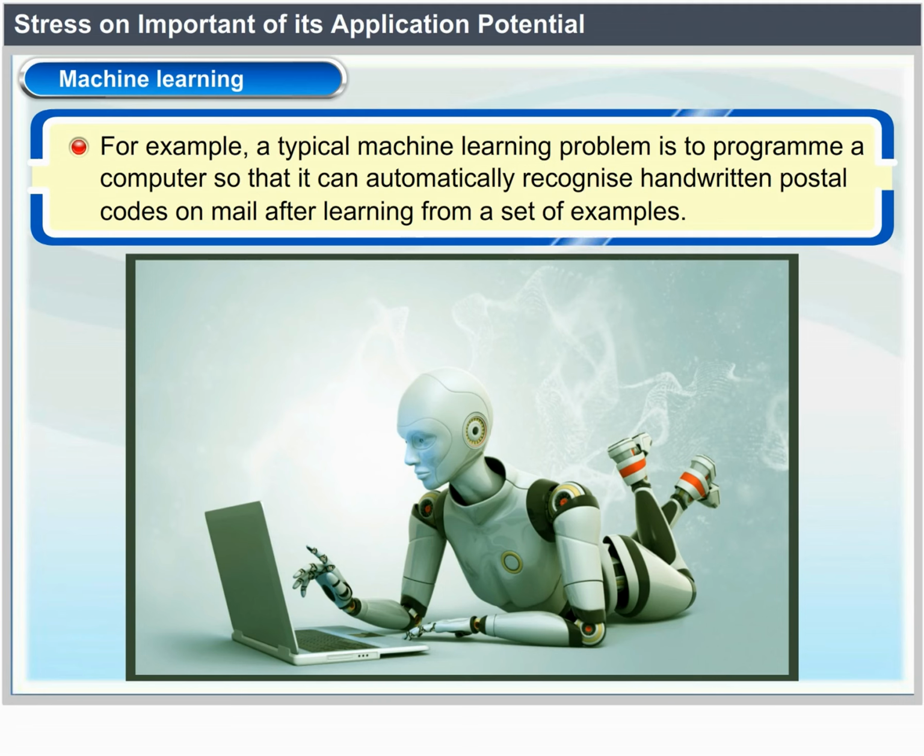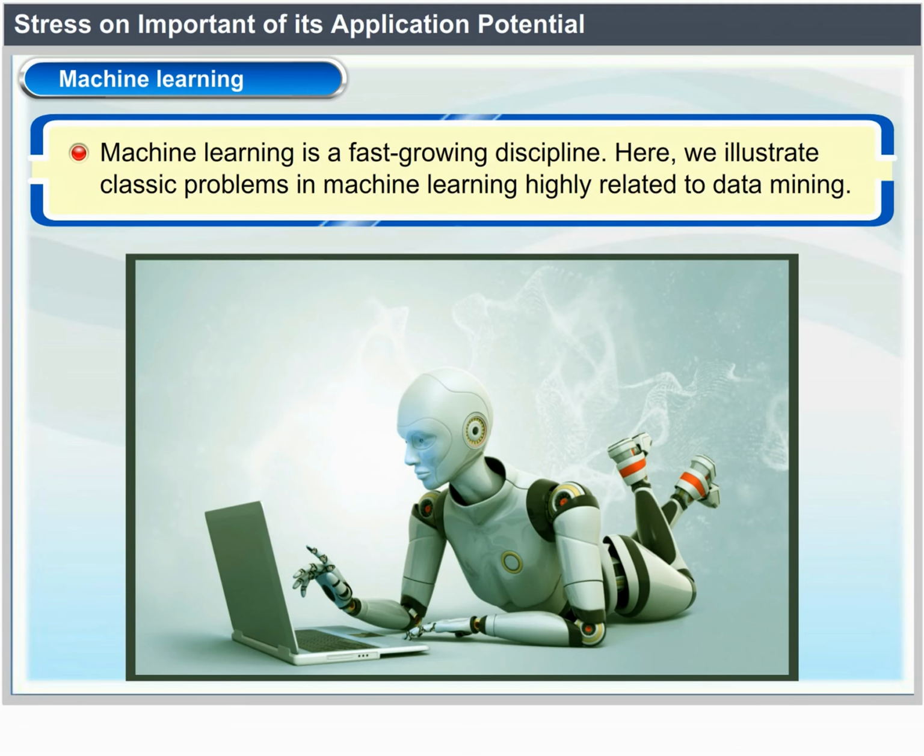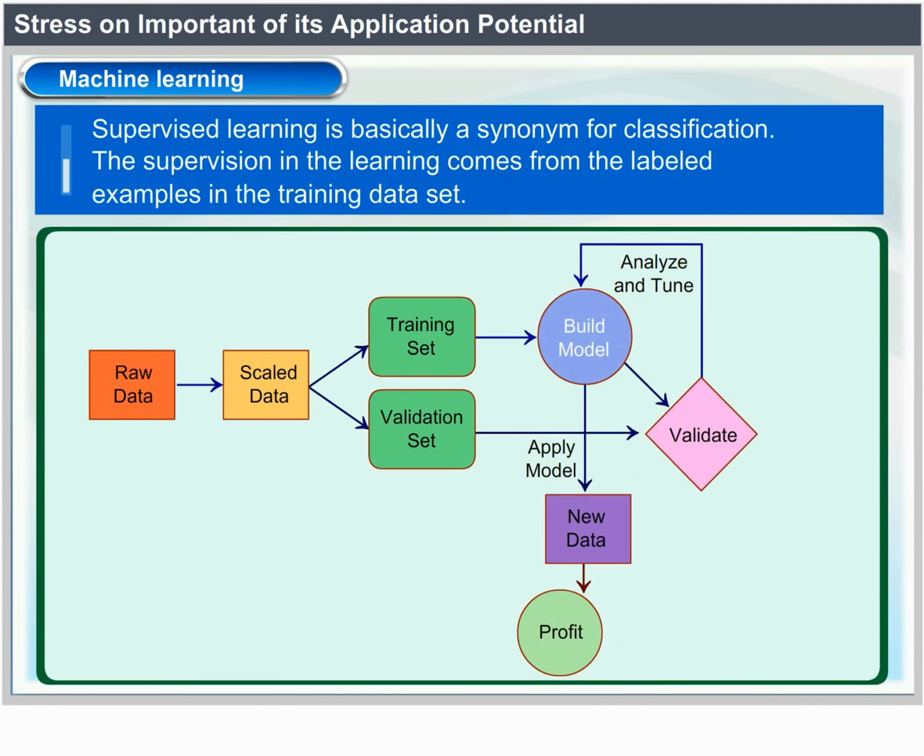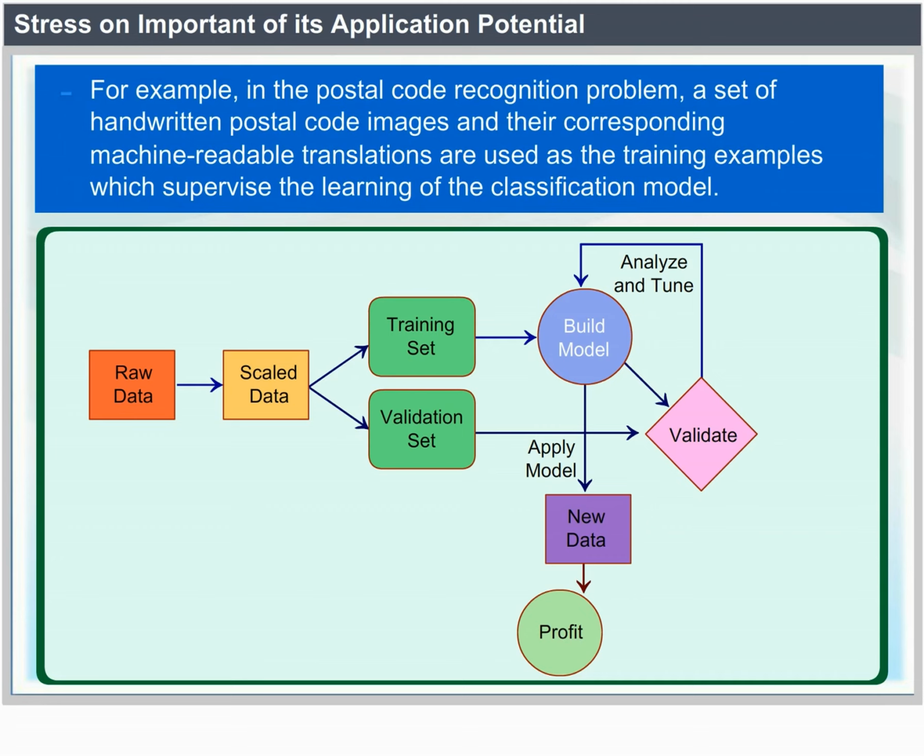Machine learning is a fast-growing discipline. Here we illustrate classic problems in machine learning that are highly related to data mining. Supervised learning is basically a synonym for classification. The supervision in the learning comes from the labeled examples in the training dataset. For example, in the postal code recognition problem, a set of handwritten postal code images and their corresponding machine-readable translations are used as training examples which supervise the learning of the classification model.